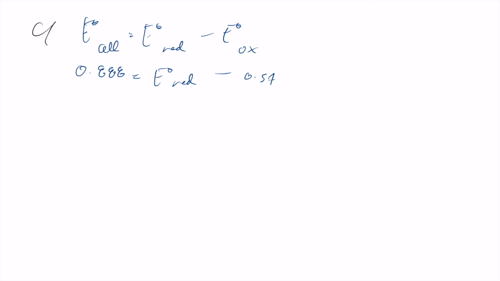So if we do a little bit of algebra, we find that E red is equal to 0.88 plus 0.54, which is 1.43 volts. That should be your answer.